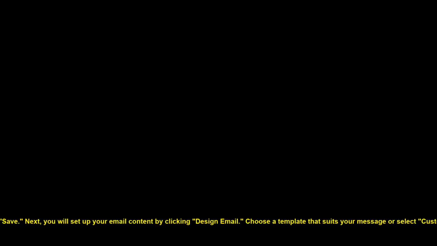Next, you will set up your email content by clicking Design Email. Once in the design editor, add your content, images, and calls to action. Make sure to keep your messaging clear and concise. After designing your email, click Continue to confirm. Review the details of your campaign, ensuring everything looks correct. Once satisfied, schedule your email or send it immediately.